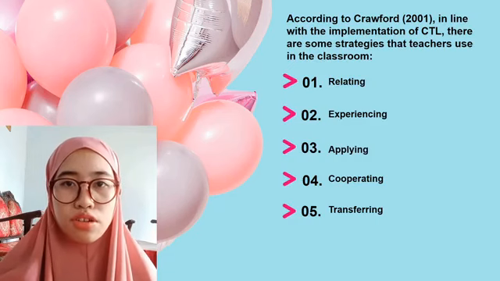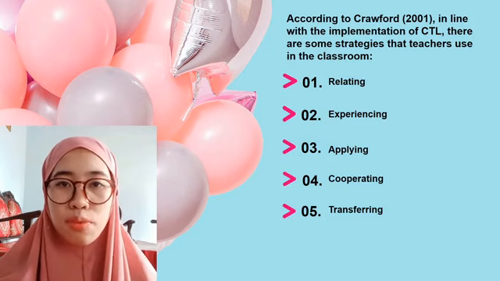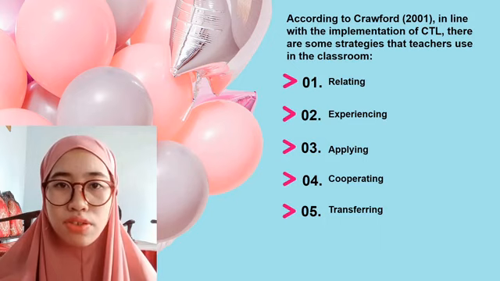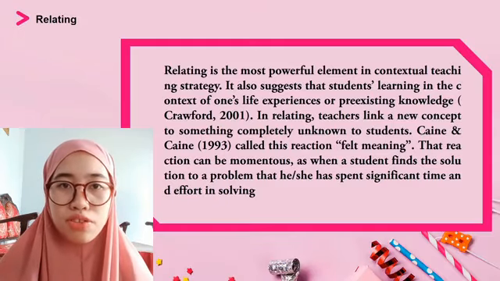According to Crawford 2001, in line with the implementation of CTL, there are some strategies that teachers use in the classroom. Number 1 is relating. Number 2 is experiencing. Number 3 is applying. Number 4 is cooperating. And number 5 is transferring. First, I will explain about relating.